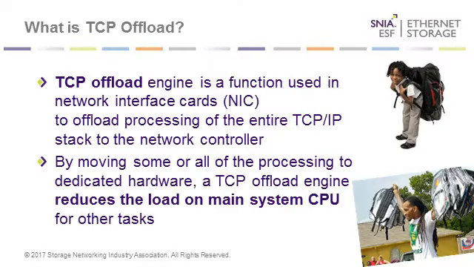So what is TCP Offload? TCP Offload, at least the TCP Offload Engine, is basically a hardware function that is used on some network interface cards to offload the processing of a portion of or the entire TCP/IP stack to the network controller. And by moving some or all of that processing to dedicated hardware, that can reduce the load on the main system CPU for other application type tasks.